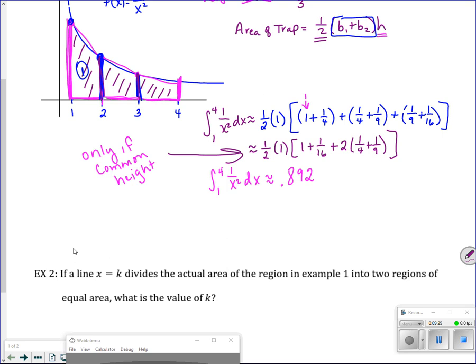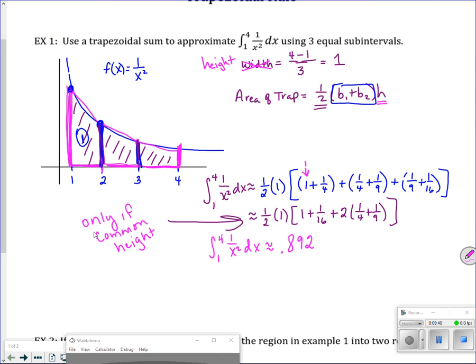Okay, there's several different equations you could actually set up, but here's what makes sense to me. It says if the line x equals k divides the actual area into 2 regions of equal area. So let me kind of erase. I'm probably going to have to kind of draw this. I'll try to erase some of it, not all of it here. Okay. So I have some value of k between 1 and 4 that splits it into equal area.